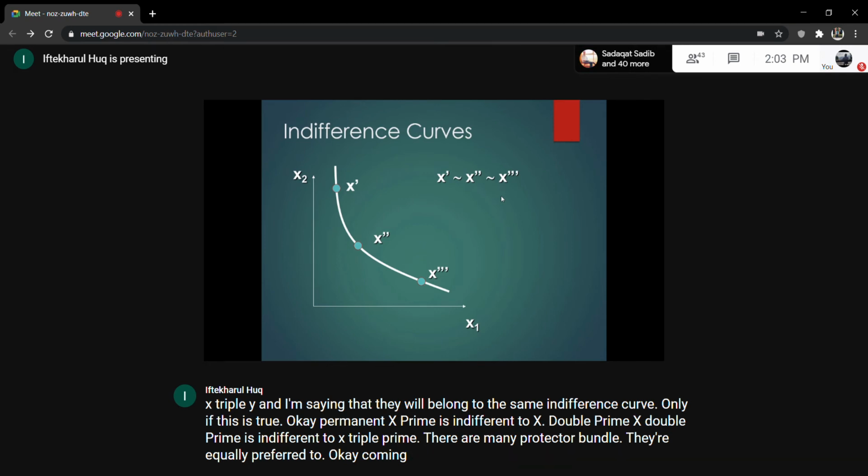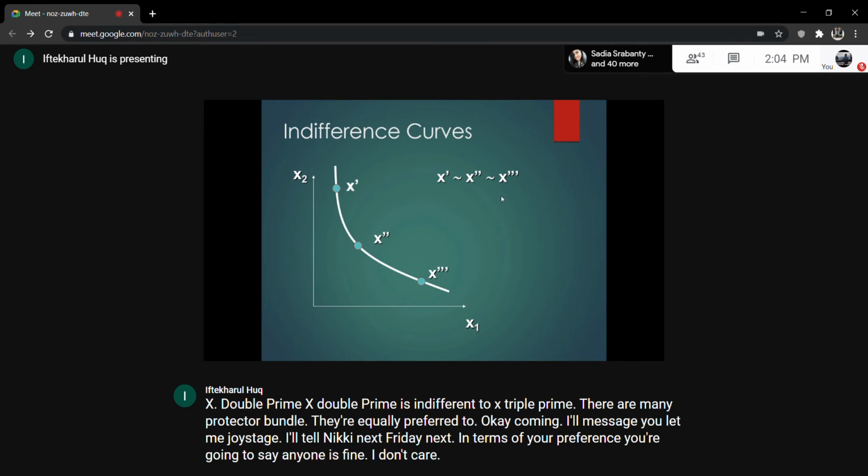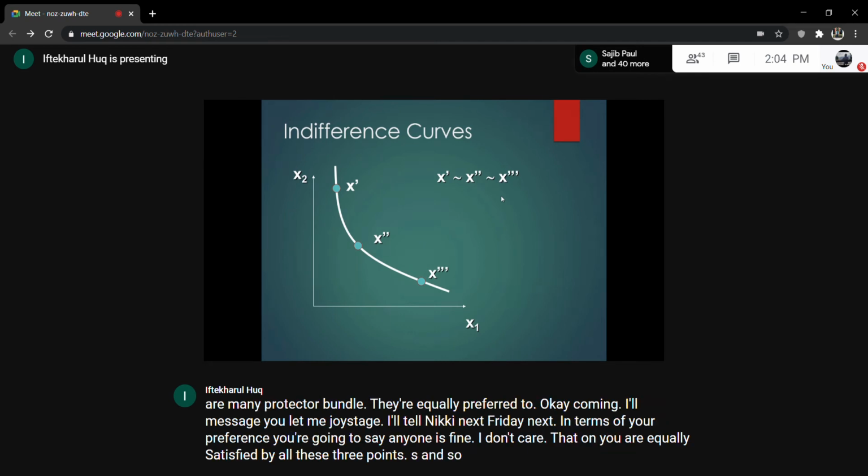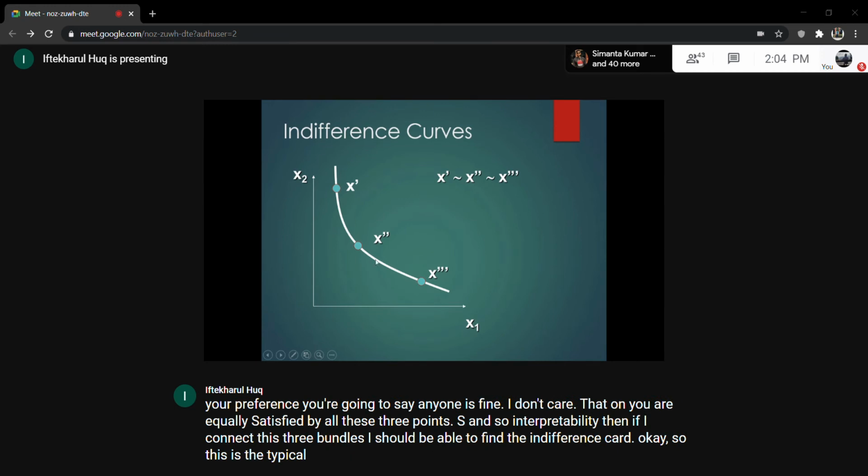If I give you the choice of taking x prime or x double prime or x triple prime, in terms of your preference you're going to say anyone is fine, I don't care, because you are equally satisfied by all these three bundles. So if I can give you three such bundles and connect them, I should be able to find the indifference curve. This is the typical shape of an indifference curve.